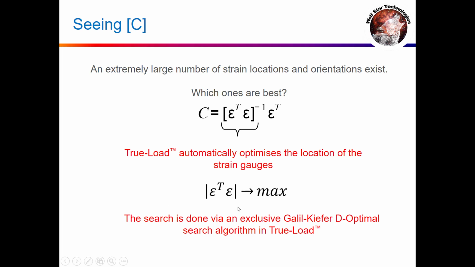An interesting fact here is that when you satisfy the determinant of strain transpose strain being at a maximum, you've basically identified the main load path in the structure. So in and of itself, it's a very informative tool to understand where the loads are flowing on your structure.